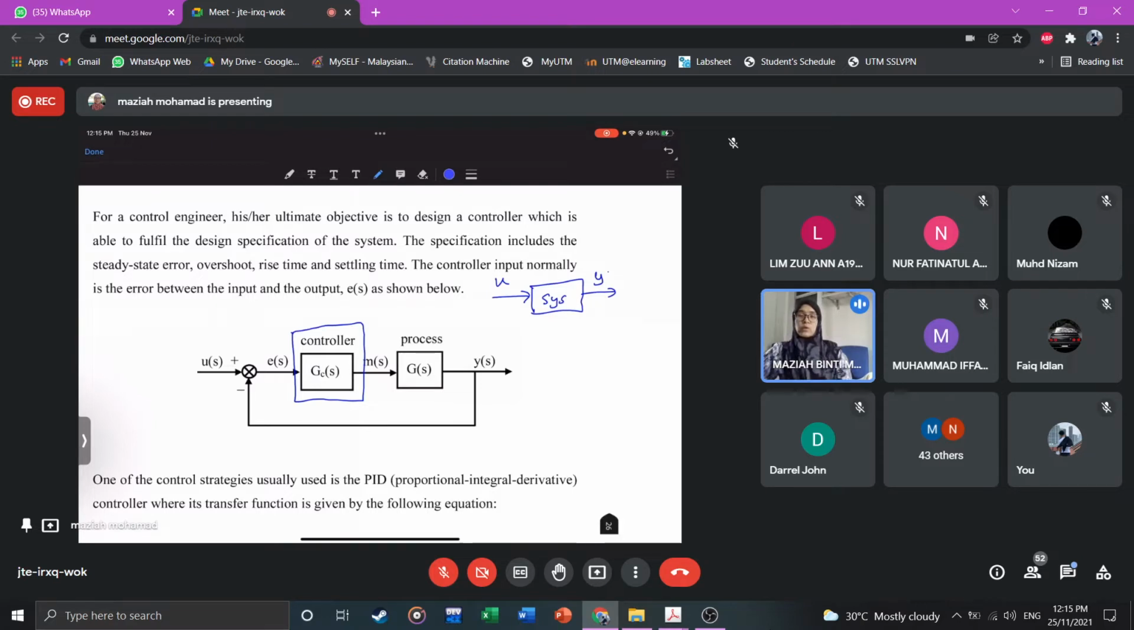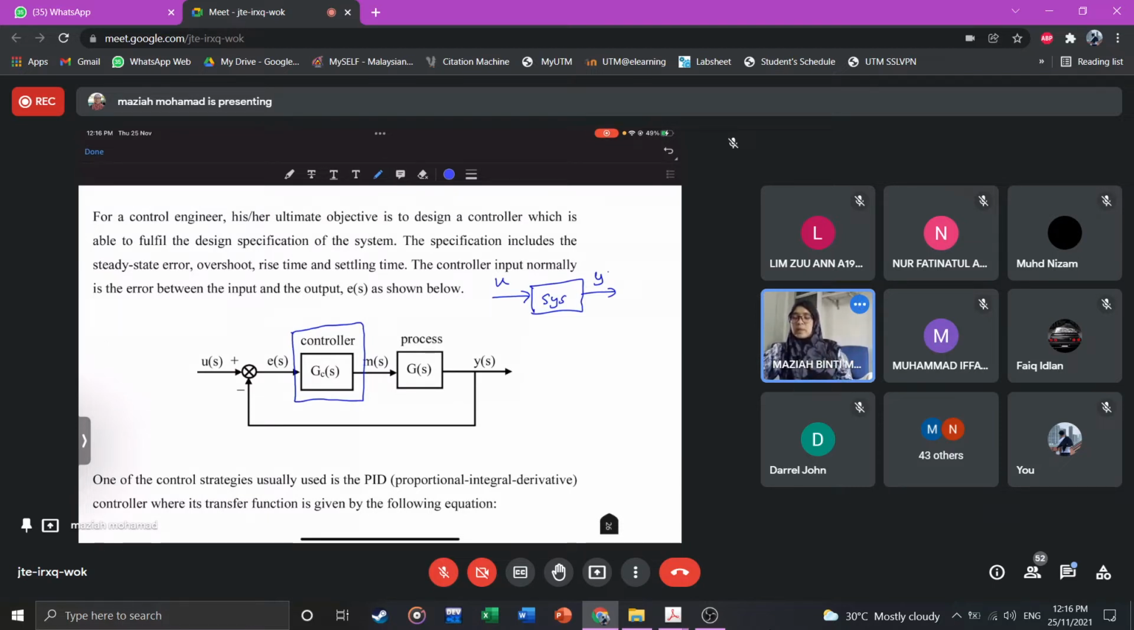The controller added to a system should be able to improve it, whether it is a first order or second order system. If it is first order, it may be in terms of time constant and steady state error. If it is a second order system, it will be able to improve oscillation, rise time, and settling time. So we need to choose a suitable controller for our system such that it will improve the response.